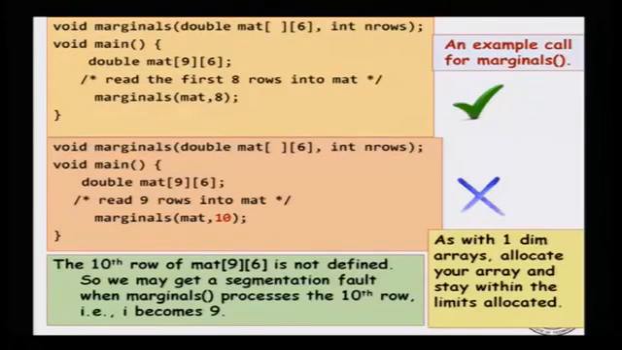Okay. So, the summary is that as with one dimensional arrays, you should allocate your array and stay within the limits allocated. Within those limits, the number of rows does not matter, but it does not mean that you can overshoot the limit and hope that your code will work. It may not, and it can crash.